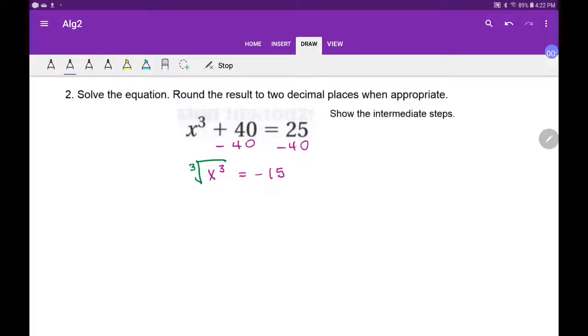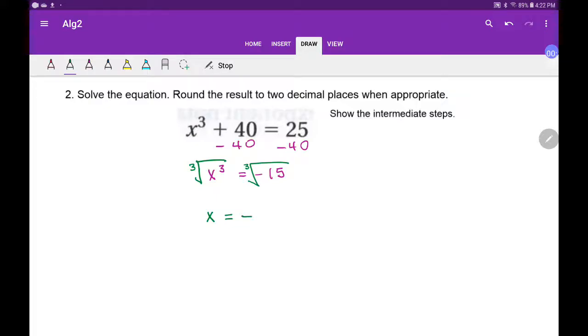That gets rid of it. So if I have the third power, I use the third root to get myself down to just x. And then the third root of a negative number is going to be negative. But the question is, what is it?